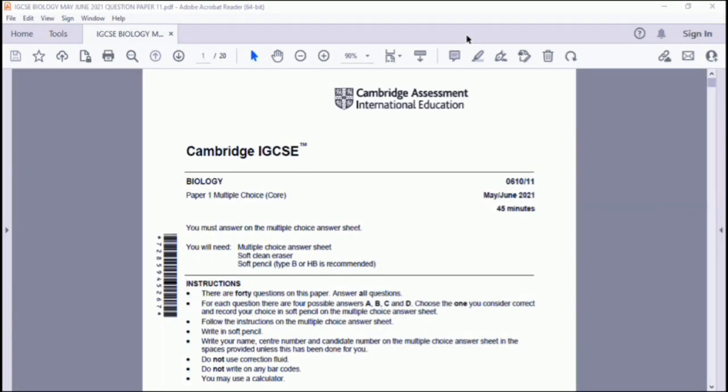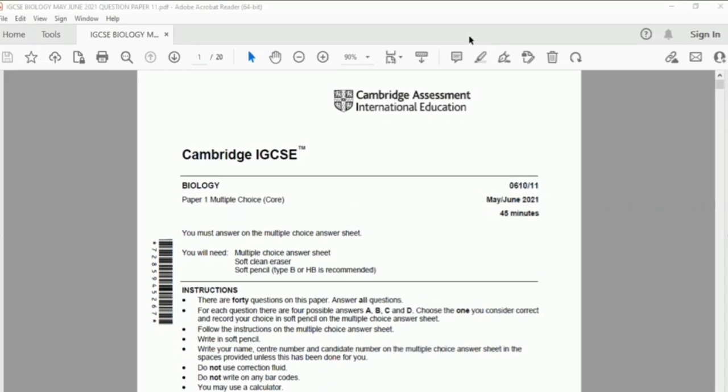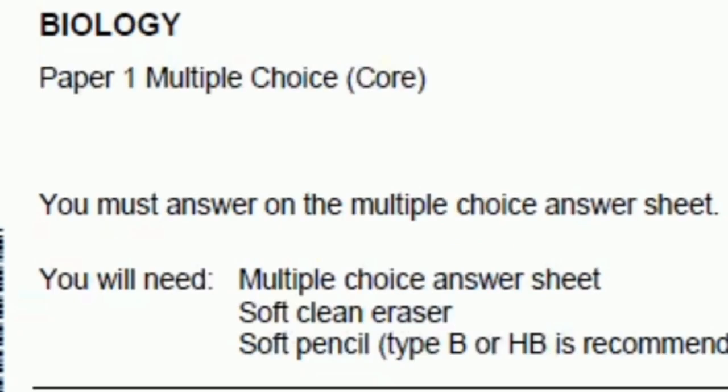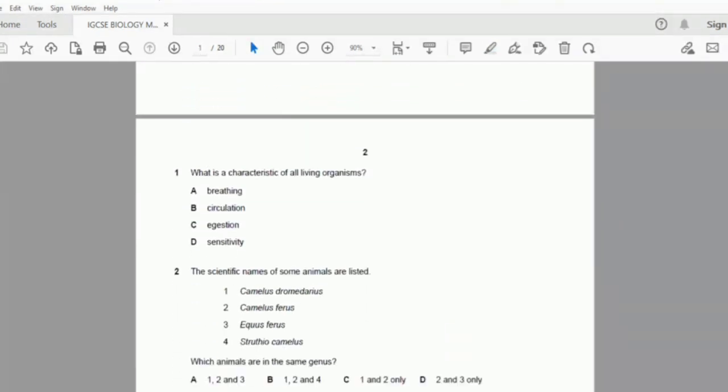I want to use this medium to see how I can assist some students on answering some questions on IGCSE. So today we're going to be looking at the question paper for May, June 2021, paper one, the multi-choice. So we're going to start from question number one.